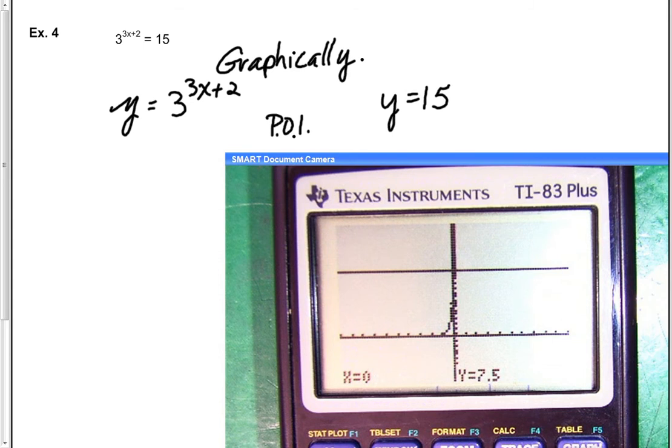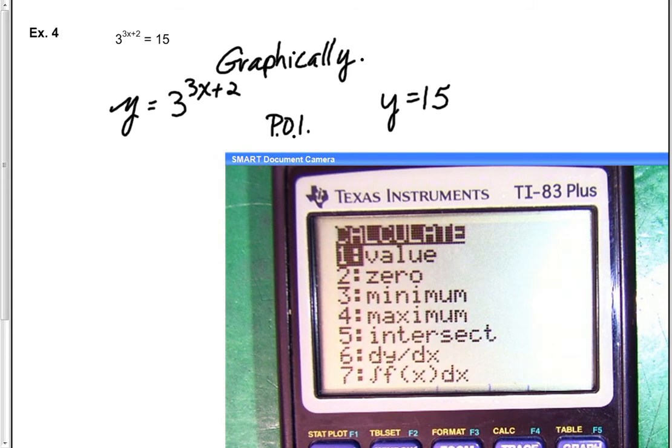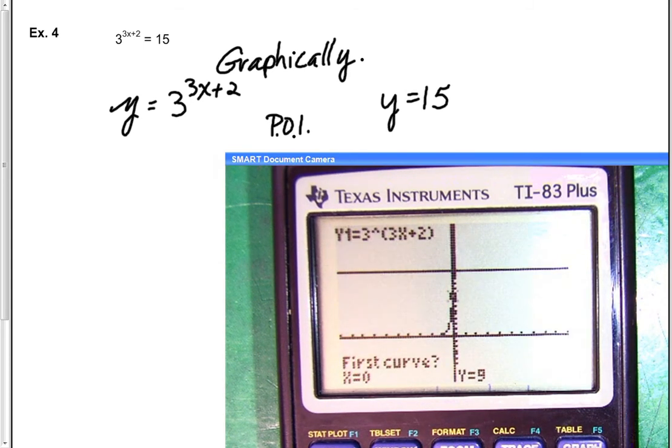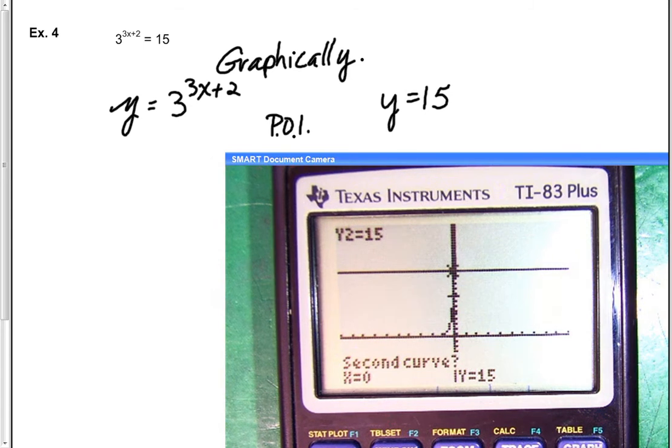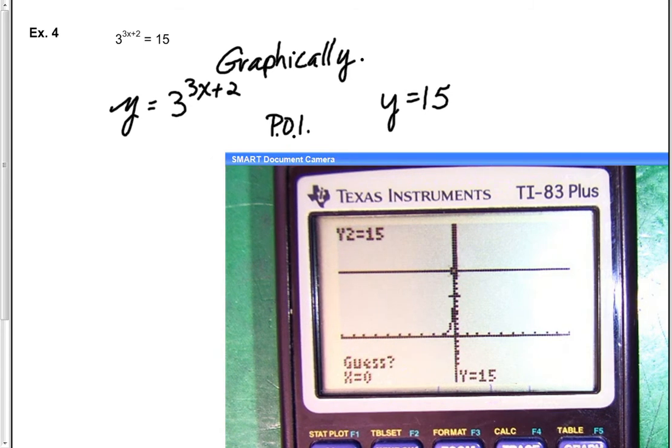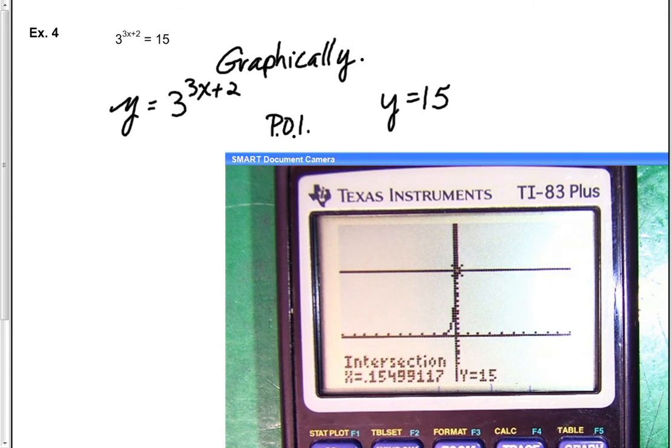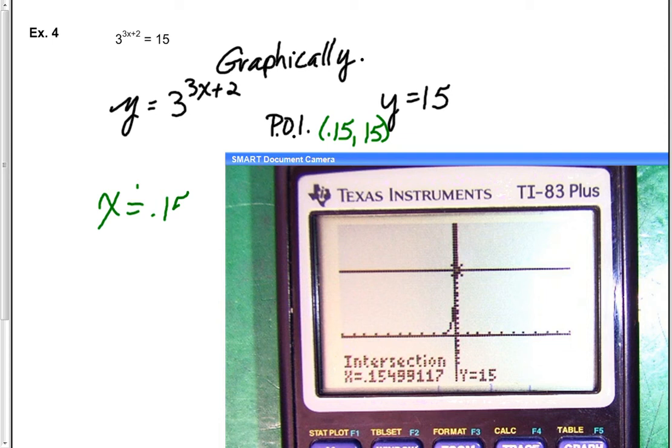Let's find the point of intersection. Second calc, 5 for intersection. First curve, I believe I'm on the curve. On the line. Enter. There it is. 0.15, comma, 15. So the solution to the problem is x is approximately equal to 0.15. Notice we've got a whole lot more decimal going on there.